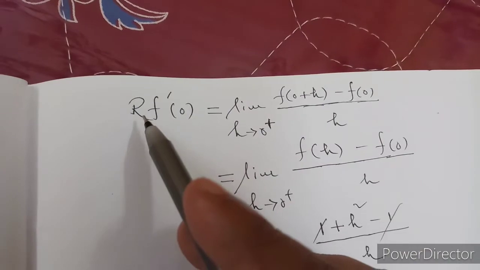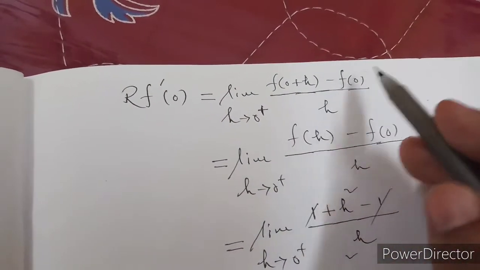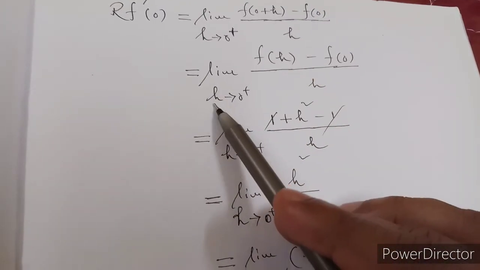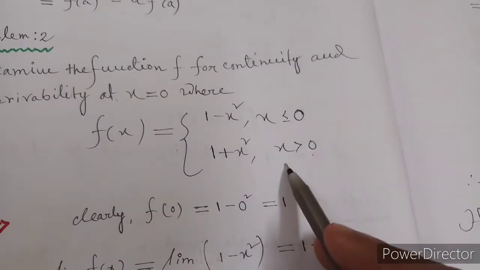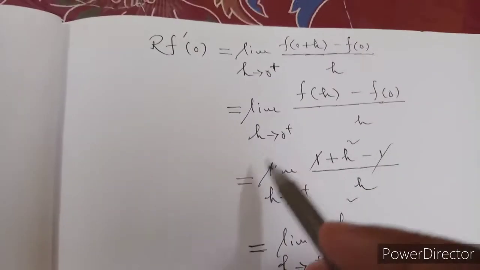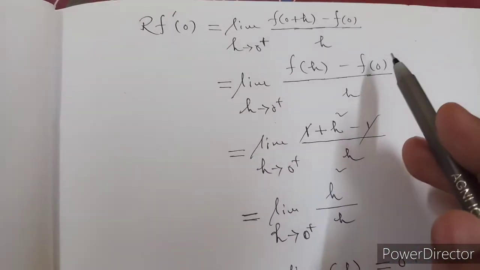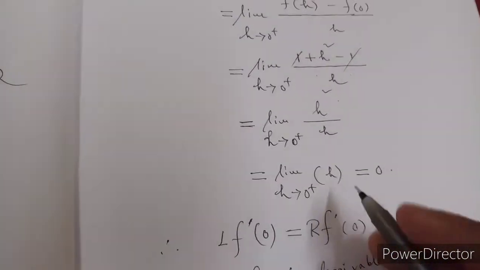Sure. Now for the right hand derivative part, R f dash of 0 should be the limit as h tends to 0 plus of (f(0 plus h) minus f(0)) by h. That should be (f(h) minus f(0)) by h. Since h tends to 0 plus, h is greater than 0. See this function: f(x) equals 1 plus x square if x is greater than 0. Since h is greater than 0, f(h) should be 1 plus h square, and f(0) is 1, so 1 cancels out. So h square by h, and that should be 0 obviously.